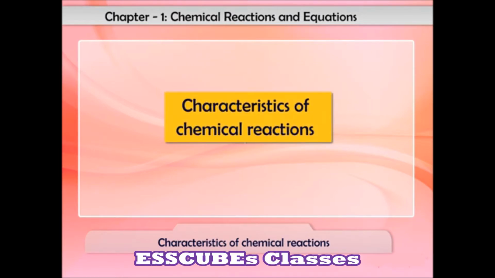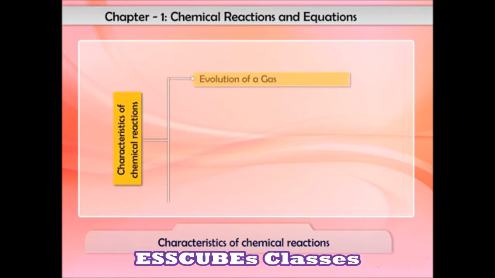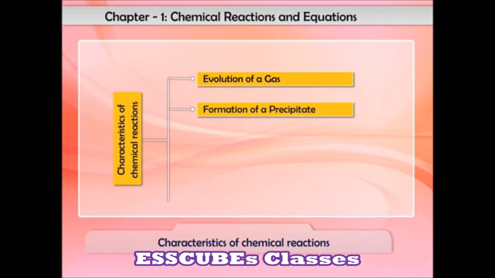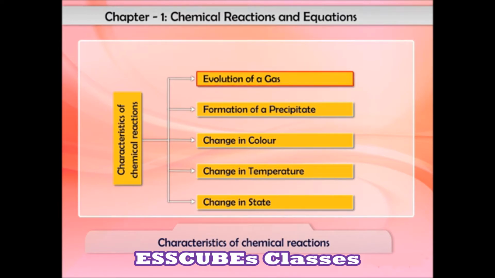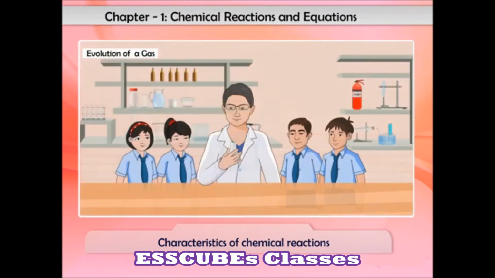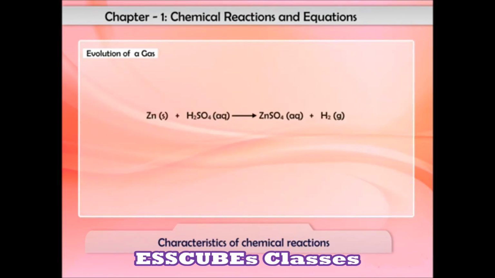Characteristics of chemical reactions: evolution of a gas, formation of a precipitate, change in color, change in temperature, and change in state. Let us discuss them one by one in detail. Evolution of a gas. We can characterize some chemical reactions by the evolution of a gas. Let us understand this with the help of few examples.